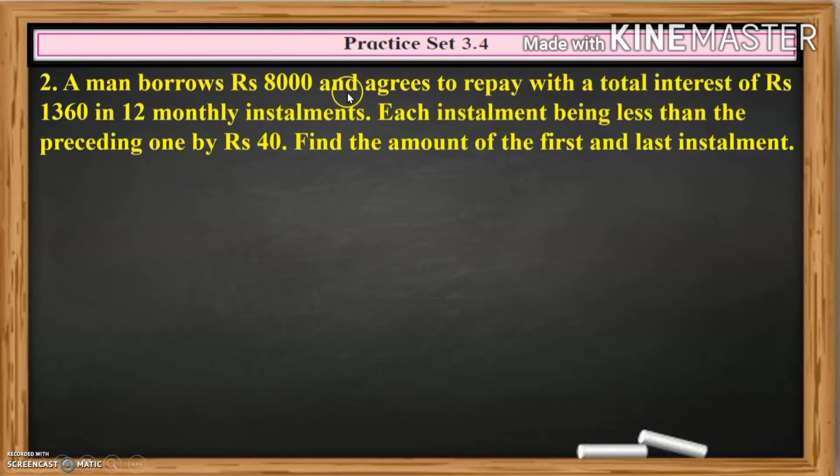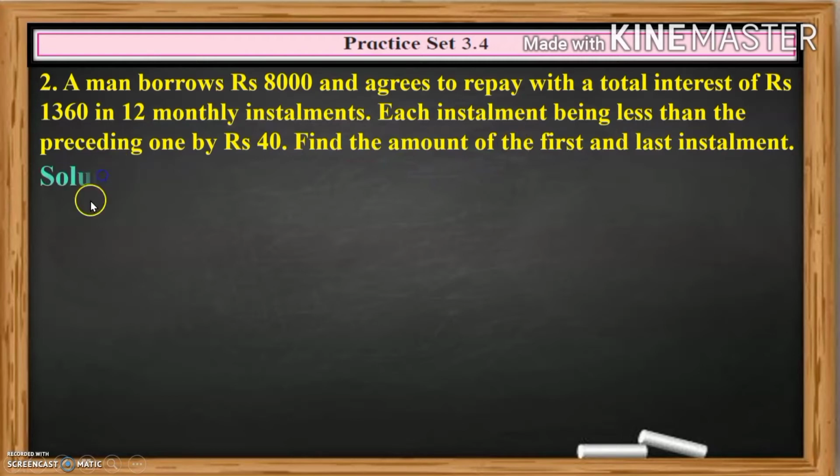A man borrows rupees 8,000 and agrees to repay with a total interest of rupees 1360 in 12 monthly installments, each installment being less than the preceding one by rupees 40. Find the amount of the first and last installment. Now in this question, what is the man doing? He has borrowed 8,000 and he decides to pay 8,000 and 1360 in 12 monthly installments in such a way that each installment is less than the previous one by rupees 40. So you have to find the first and the last installment.